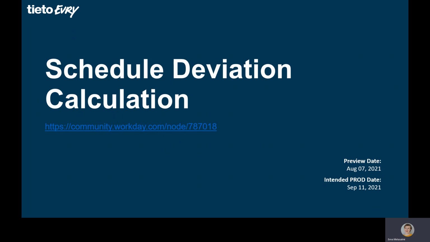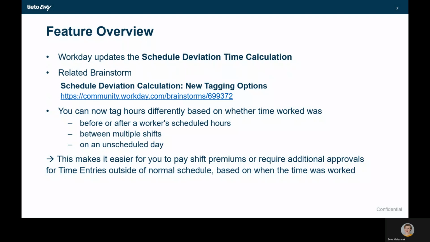The first topic on my list is schedule deviation calculation. Here is also the link to the What's New post in Workday community. What this update is about, it's basically related to a brainstorm that was asking for new tagging options for the schedule deviation calculation.